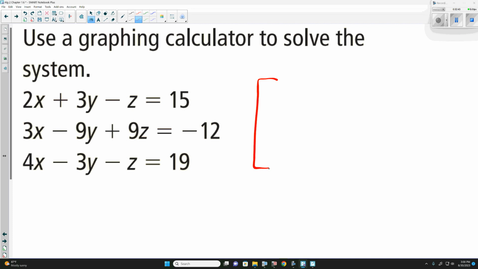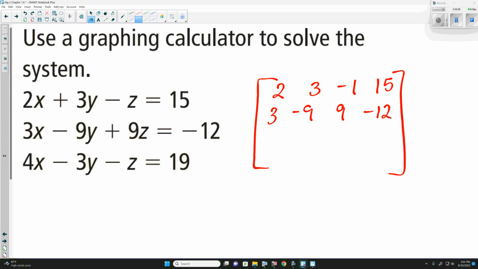All right. Let's look at one more. All right, guys, we're going to do one more today. So, looking at this one here, we want to write it as an augmented matrix first. So 2, 3, negative 1, 3, 9, negative 9, 9, negative 12, and then 4, negative 3, negative 1. And this is a 3 by 4. Questions on this here? So we good at writing this in an augmented matrix?